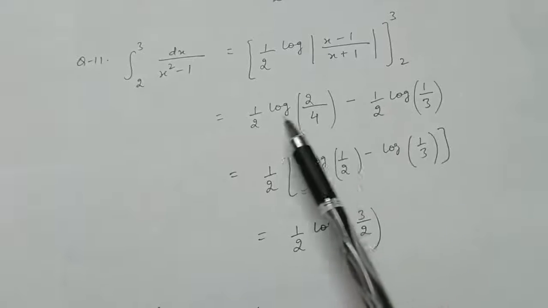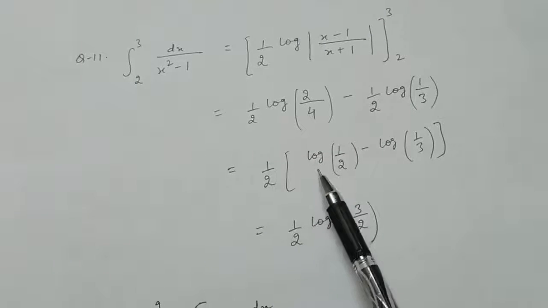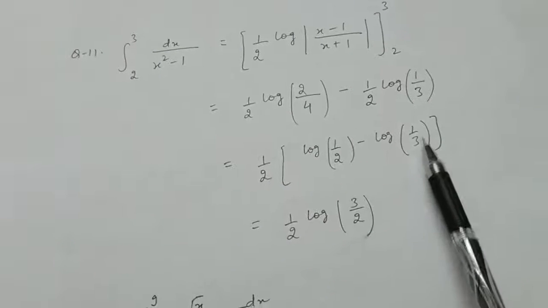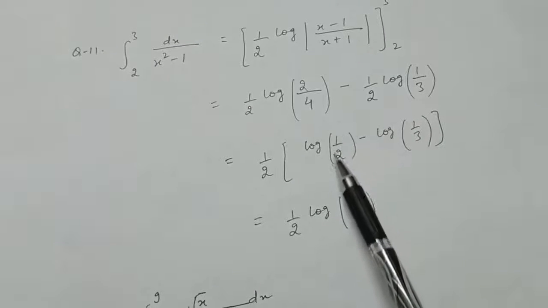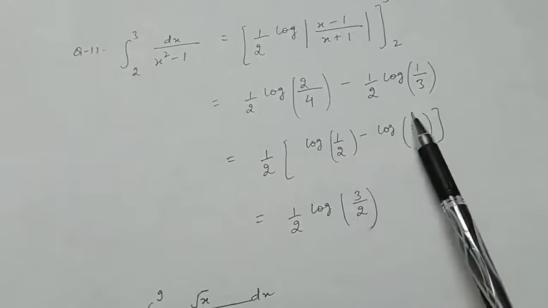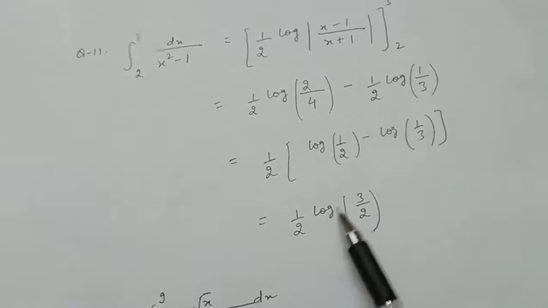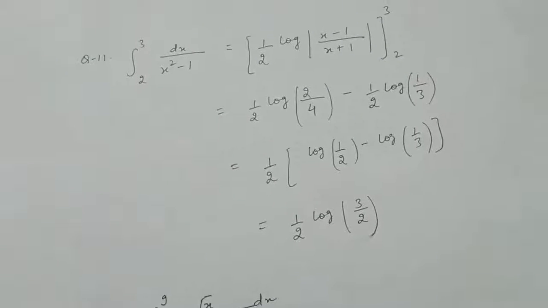Now taking 1 by 2 common, you will get log 1 by 2 minus log 1 by 3, and this can be written as log m upon n, which will become log 3 by 2. Right? So this is question number 11.